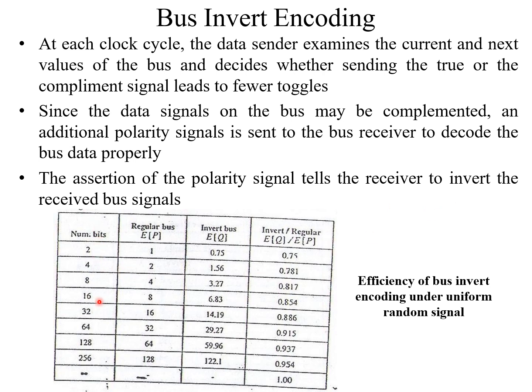You take a number of bits, 2, 4 like that, regular bus 1, 2, 4, 8, invert bus. This is the expectation of Q, and this is power Q invert divided by regular ones, you look at it. So the efficiency of bus invert coding under uniform random signals can be estimated.